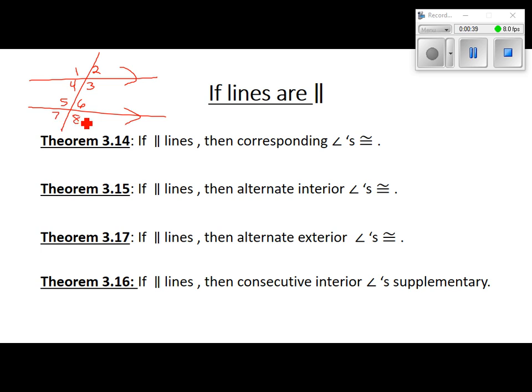First one's corresponding angles. Name me a pair of corresponding angles in this picture. 5 and 8. 5 and 7. What do you do with corresponding angles? You smush it together. Which angles lay over top of each other? One lays over top of what? And there's other pairs in there too.